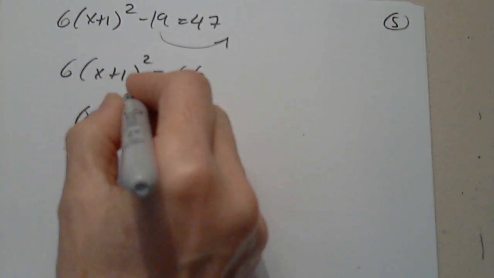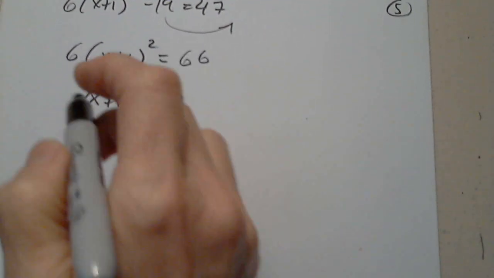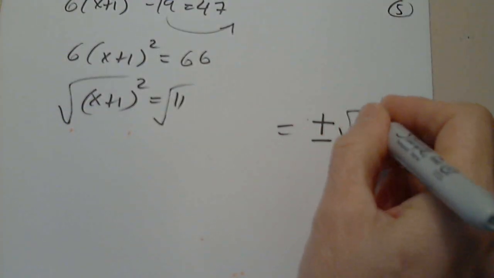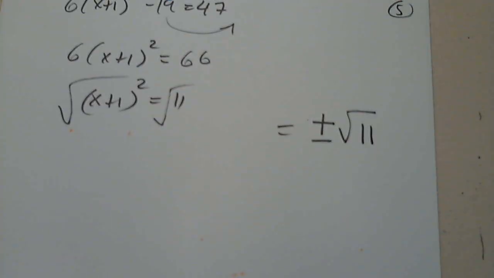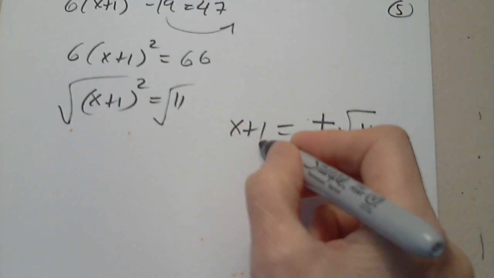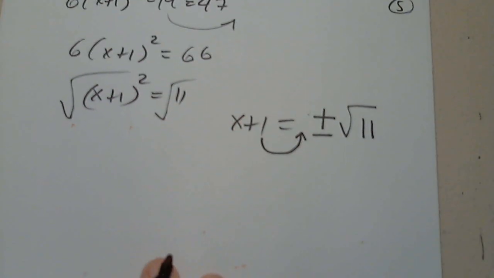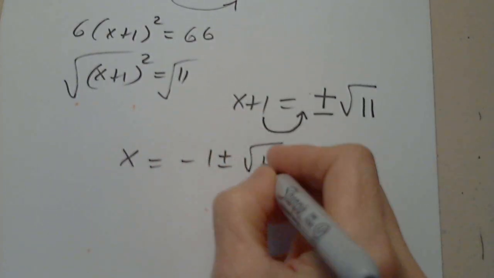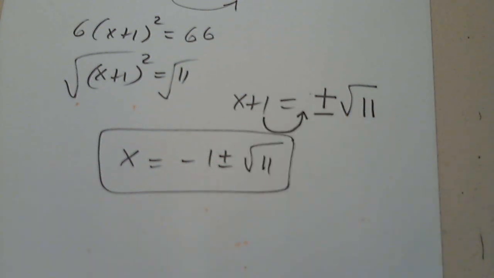So x plus 1 squared equals 11. And now I take the square root. If I forget the plus or minus, I'm not getting the correct answer. I have to insert the 1 right in front of the plus or minus. Negative 1 plus or minus the square root of 11. Any questions?